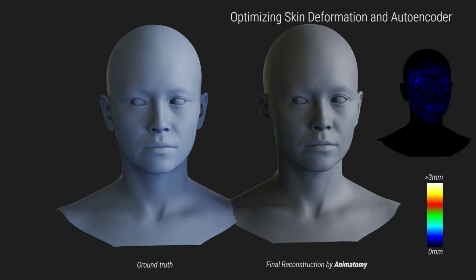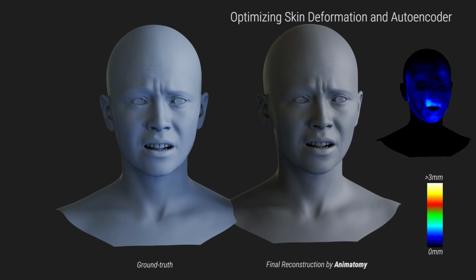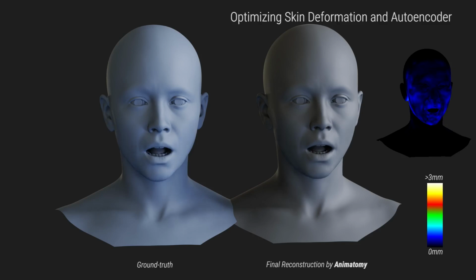After optimizing the skin deformation with muscle features extracted from the muscle curves, we have a complete facial model. At this point, the model also has an autoencoder trained to learn an expression manifold. Note that the overall reconstruction error is less than 1 mm for most parts.